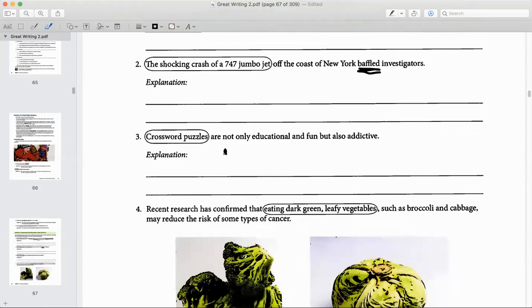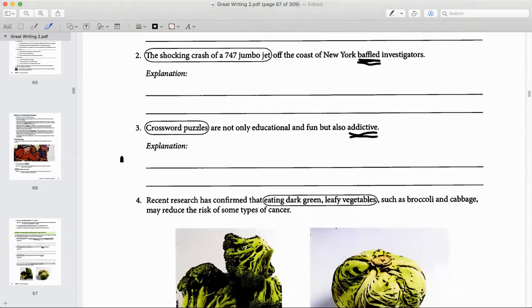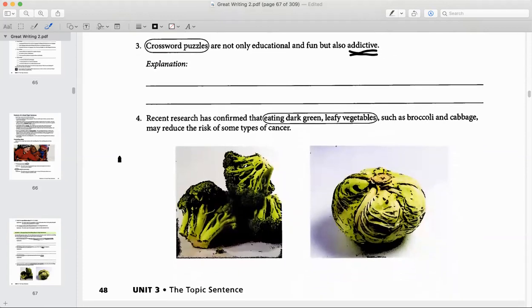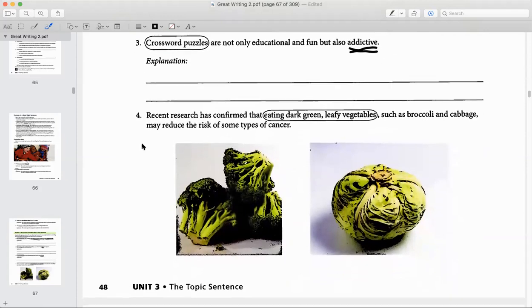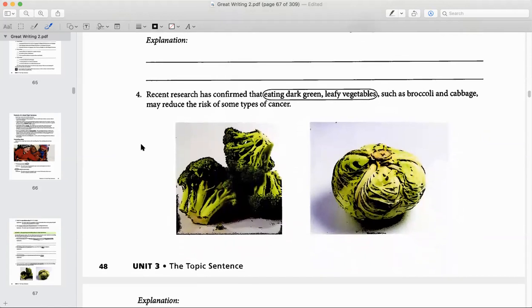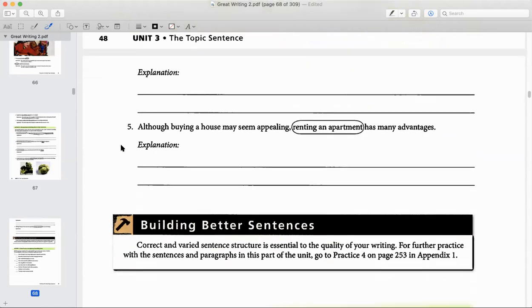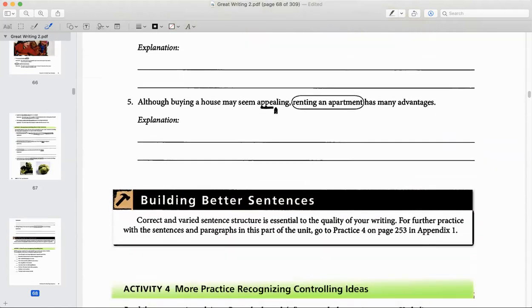Okay, crossword puzzles are not only educational and fun, but also addictive. So addictive, it means once you start doing it, you can't stop. It's addictive. And let's see, I think everything's okay in this. Number 4. Okay, so we can move on down. Number 5. Appealing just means attractive. Although buying a house might seem attractive, might seem like a good idea, renting has many advantages.